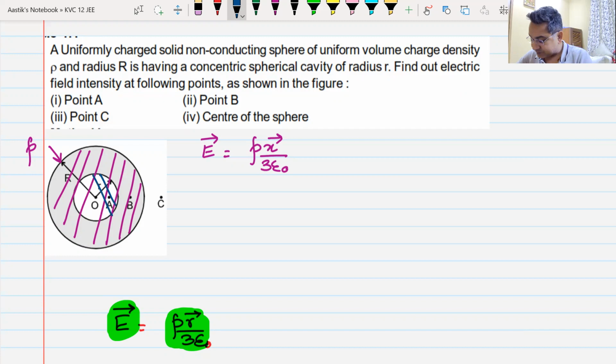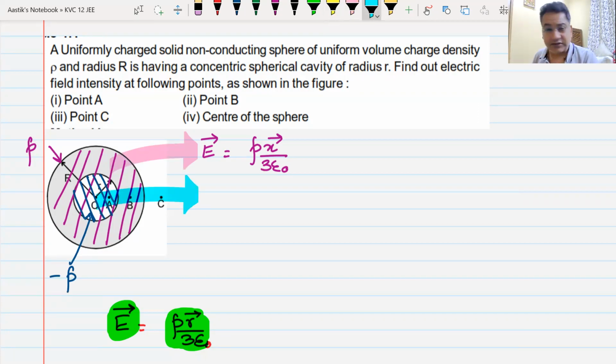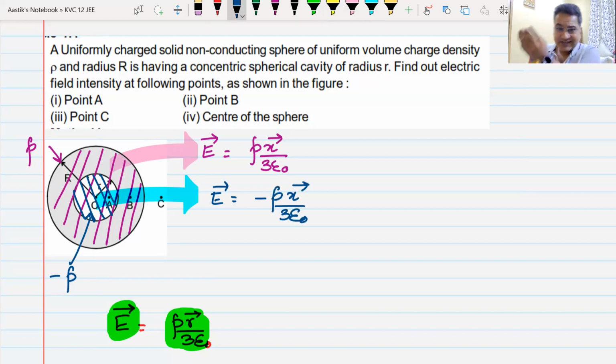I superimpose this with a sphere of radius small r having charge density of minus rho. Do we understand this? So this is the electric field created by the entire sphere without the hole. What will be the electric field created by this other sphere? It is a sphere of negative charge, but the point is still inside the sphere. What is the electric field created by it? Minus rho x vector by 3 epsilon naught, sir. Minus rho x vector by 3 epsilon naught, because the point is still inside it.